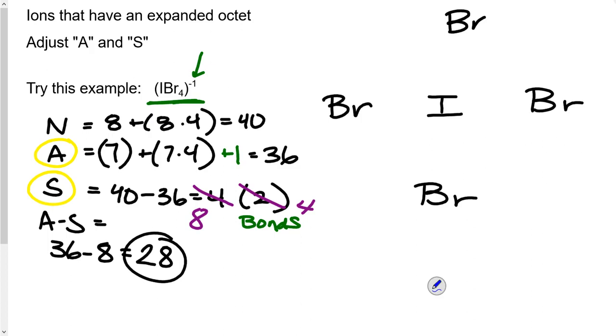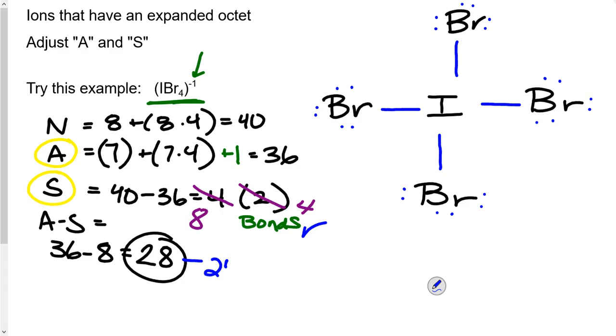Draw your bonds. 1, 2, 3, 4. Okay, so that is taken care of. 28 lone electrons. Each of the bromines needs 6 to get to the octet. By doing that, that was 24, meaning that I have 4 electrons left over.